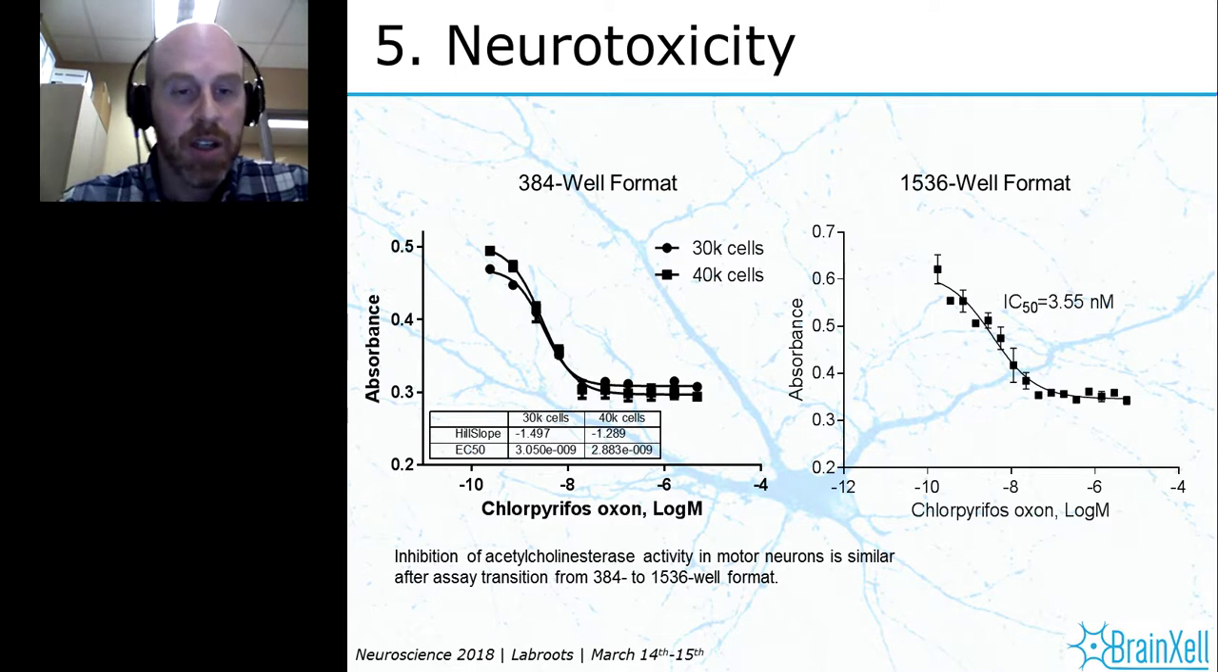Of course, neurotoxicity experiments can be done, again, looking at high content kind of formats. So this is just an example of an acetylcholinesterase assay that was done and converted from 384 to 1536 with very similar IC50 scores.